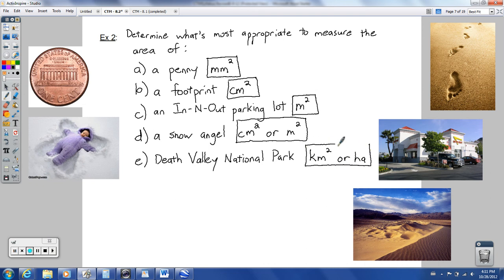Remember, hectare is already an area unit, so we don't put hectares squared. If you put HM, then you would say hectometers squared, but a hectometer squared is a hectare, so we leave the squared off of there.